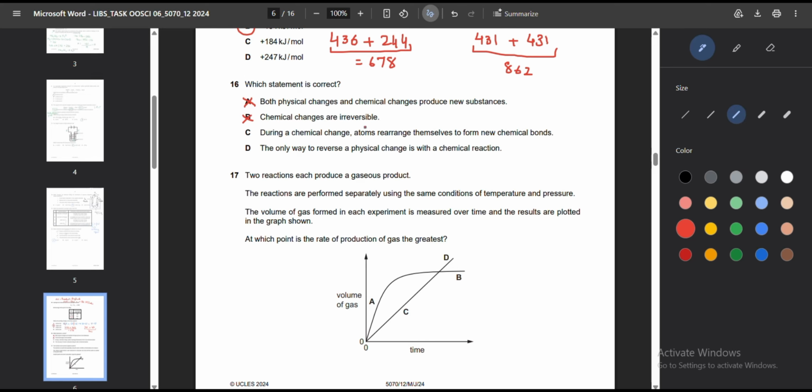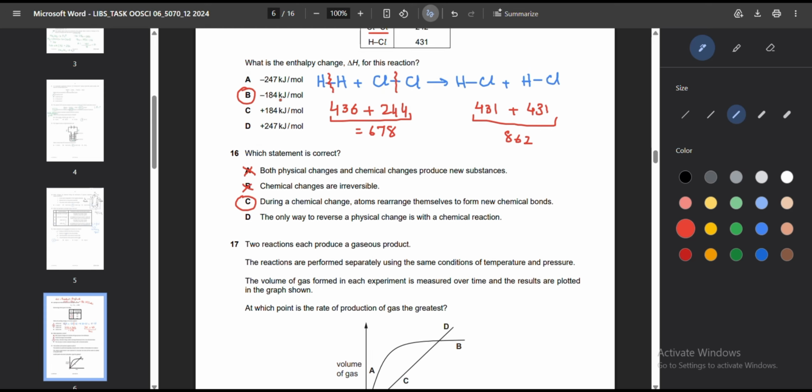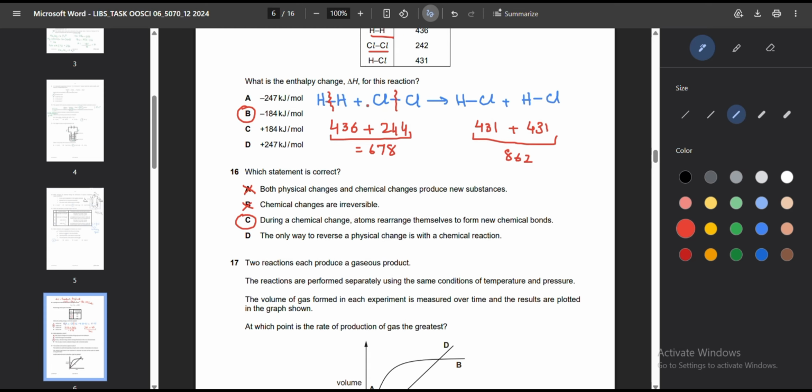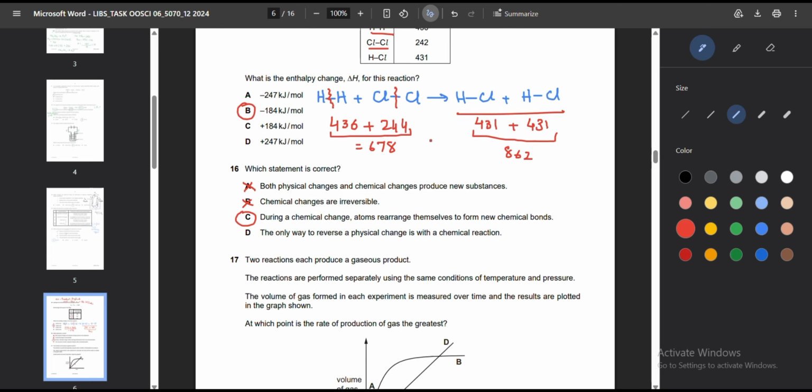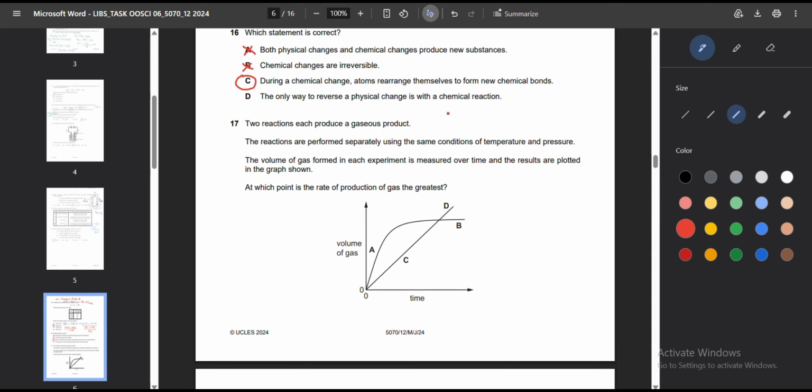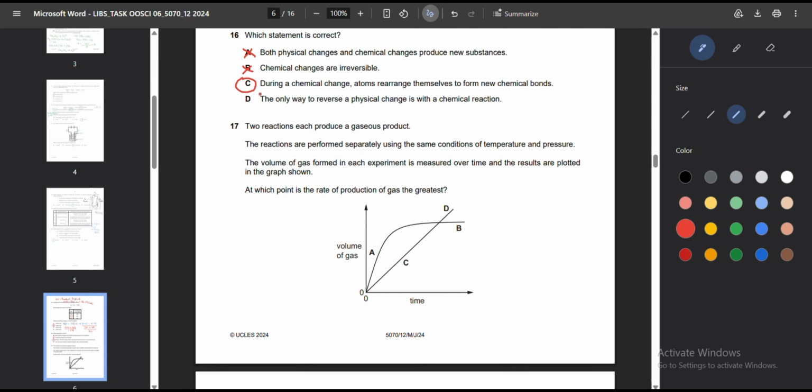So, during a chemical change, atoms rearrange themselves to form new chemical bonds. Yes, that's the correct option, because in the above reaction you can also see over here the bonds are breaking down and then they are rearranging themselves and forming the product in which new bonds are formed. Okay, so this one is the correct option.